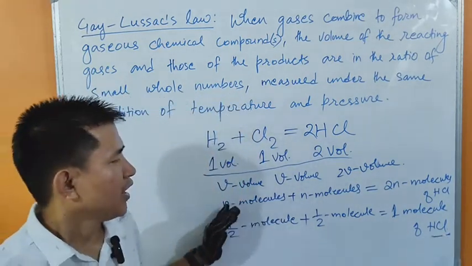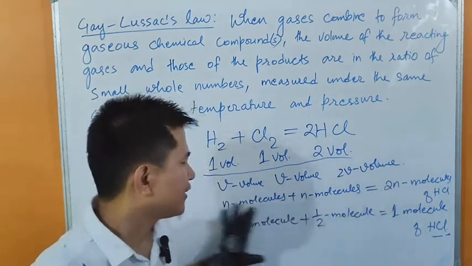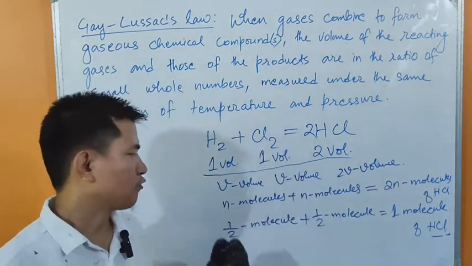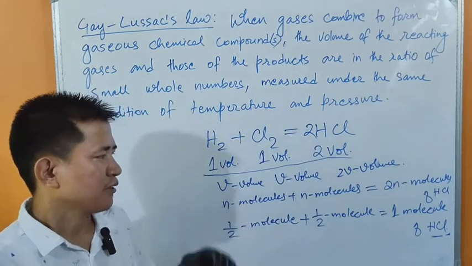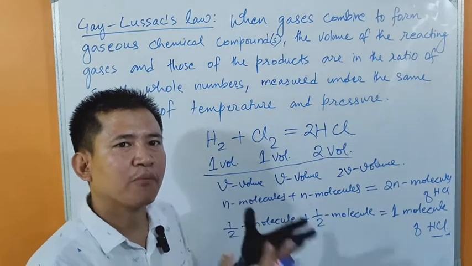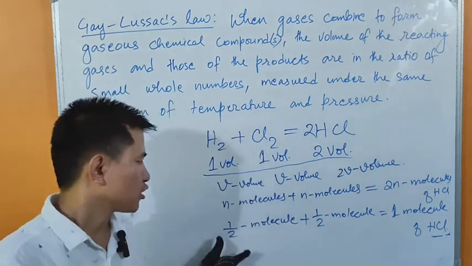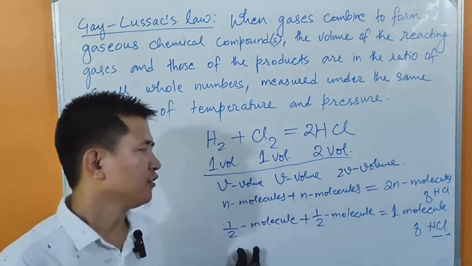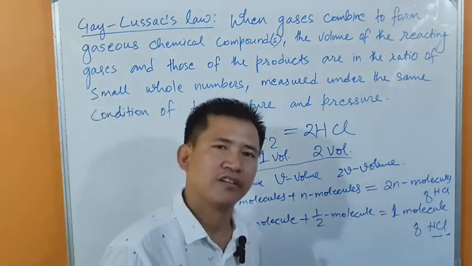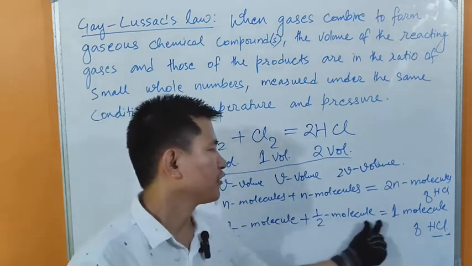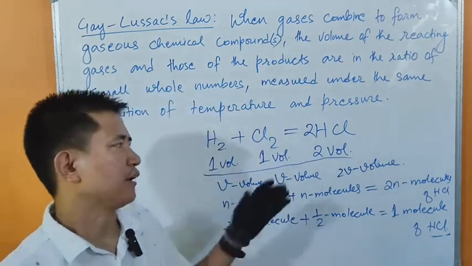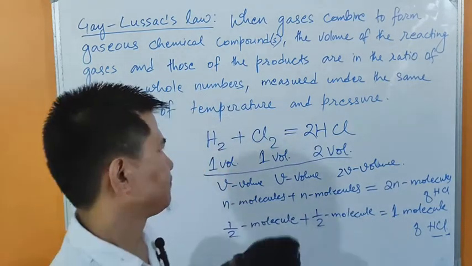This is the equation I related with Avogadro's law. Avogadro's law tells us if the volumes of gases are equal, the number of molecules should also be equal. So half molecule, volume, so one molecule, okay? Half molecule adds up to become one molecule. This is Avogadro's law. I'm just relating it with Avogadro's law.